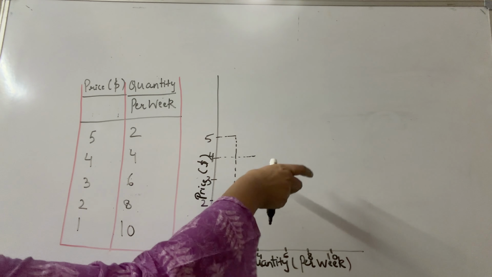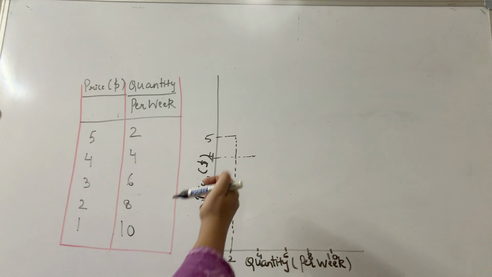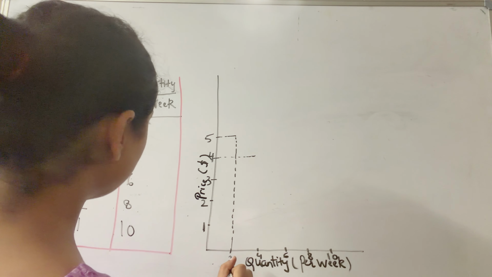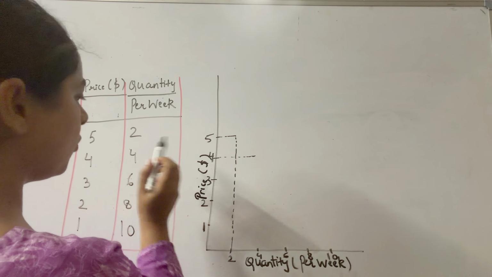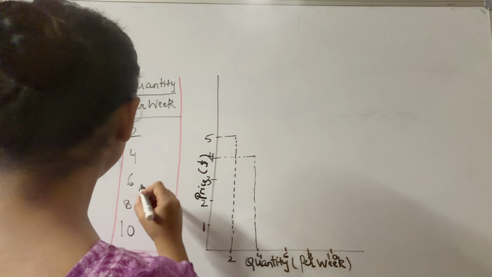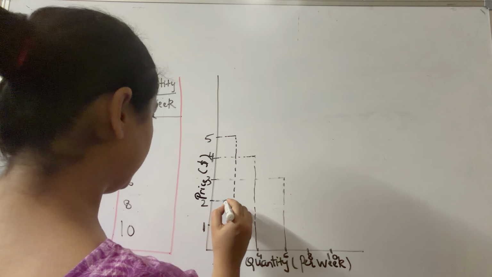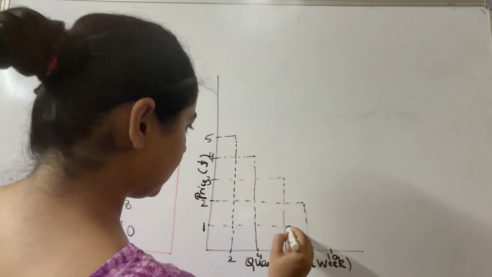So if we plot these points in the form of a graph, we'll get a demand curve. So at a price of 5, quantity demanded is 2 per week. Then at a price of 4, it is 4. So we can plot all these points here. Then at 3, it's 6. Then at 2, it's 8. And similarly at 1, it's 10.